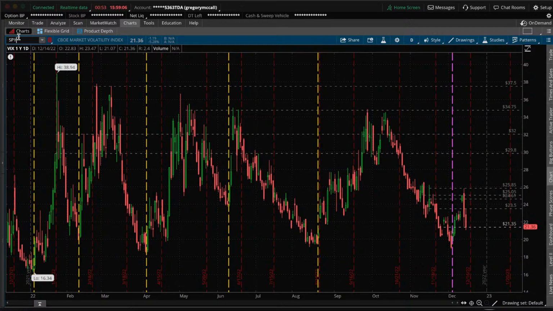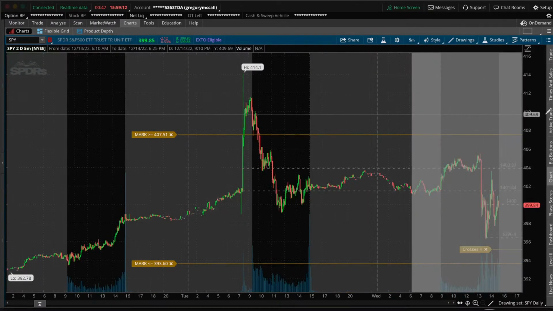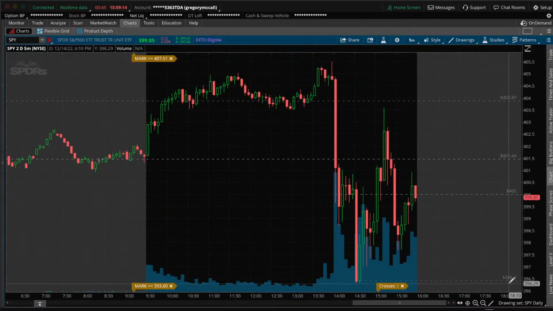But let's see. Got about 1 minute left. Let's see how SPY ends the day. Currently below that 400 mark. So we just ended up between the 396 and 400. Ended up trading flat. I guess once the Powell speech started, we just traded flat. Interesting enough.